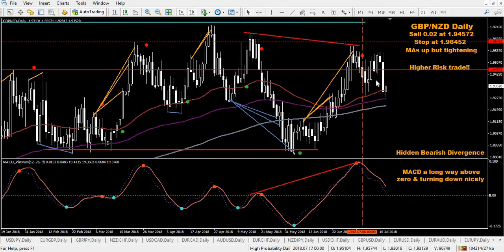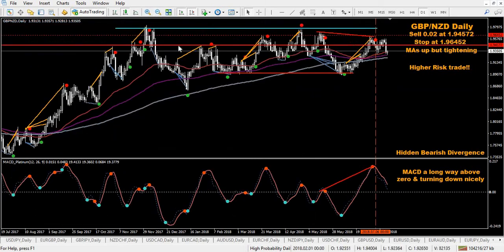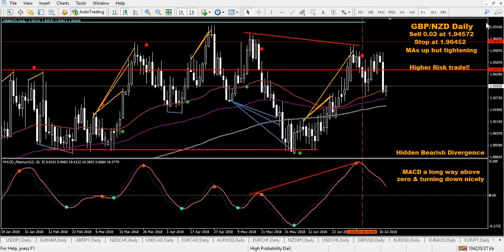It's just not looking great, and you can look back at the GBPNZD. It's a bit sideways at the moment, but yeah, I've just closed half there on that sell trade.